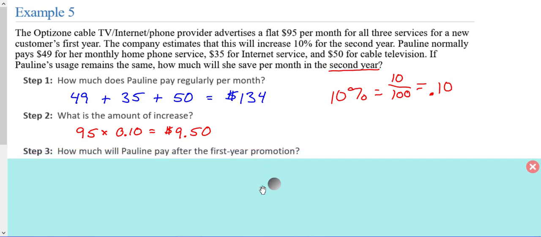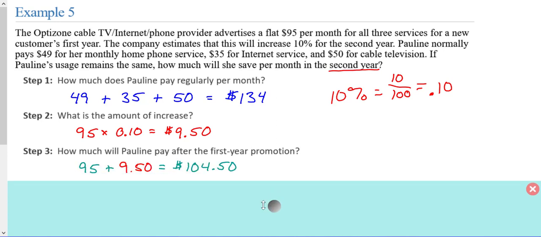For step 3, we want to figure out how much she is going to pay after the first year promotion. So that means we would need to take the $95 and add in the 10% increase. So that would be 95 plus $9.50. So it would total $104.50.